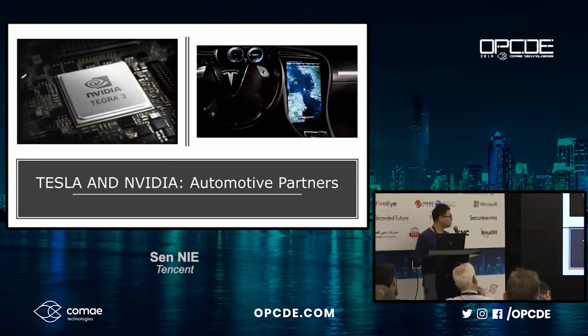So we can see that Tesla and NVIDIA, they are good friends. They are automotive partners. Based on the Tegra processors, the Tesla car has the advanced infotainment system and the IC system.